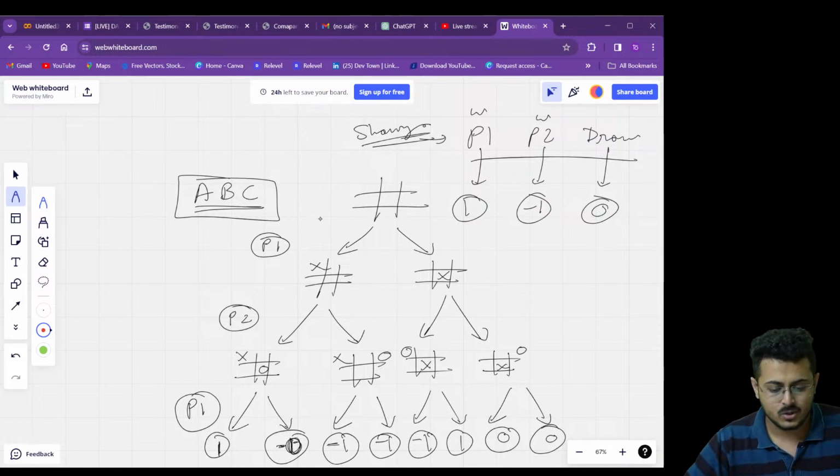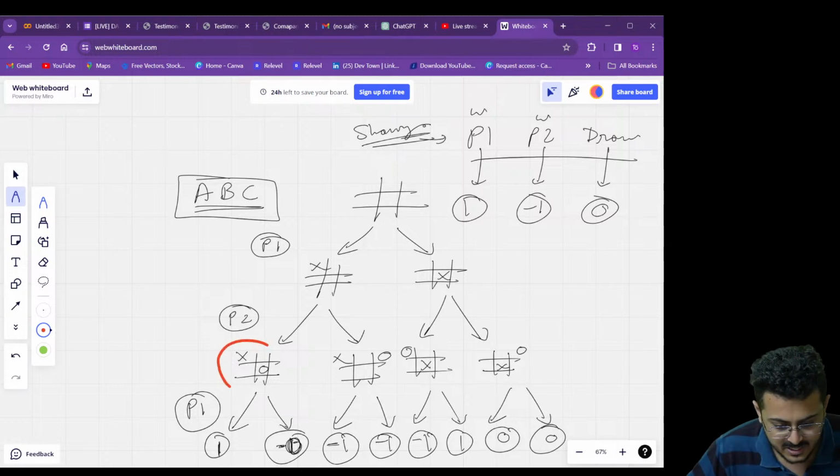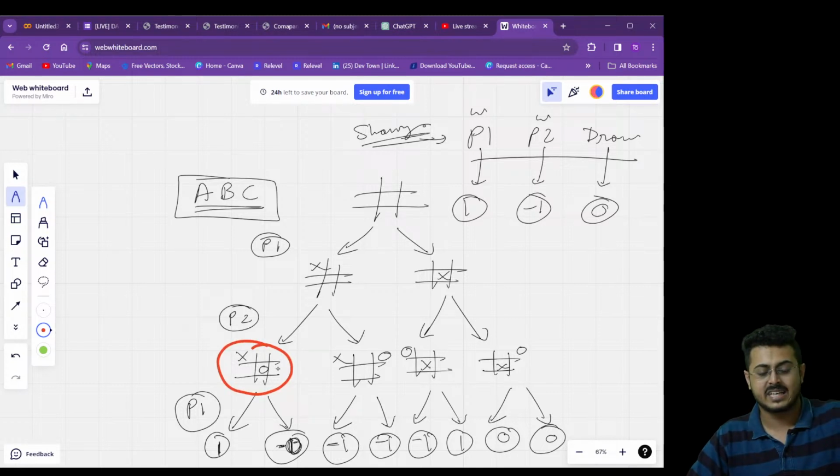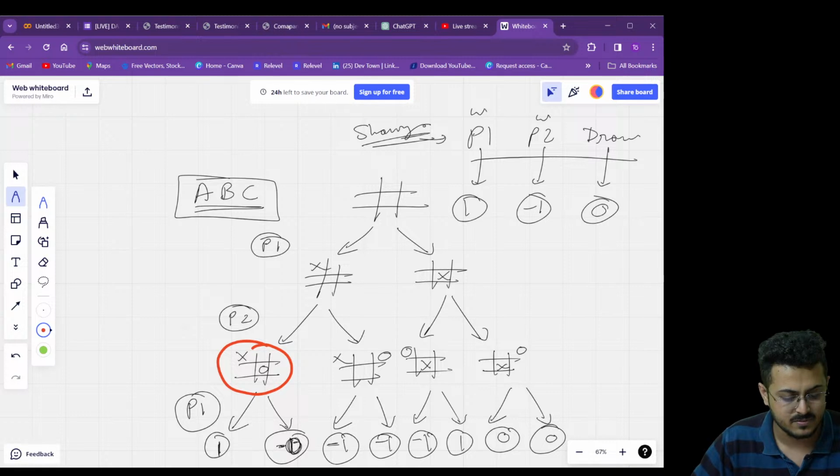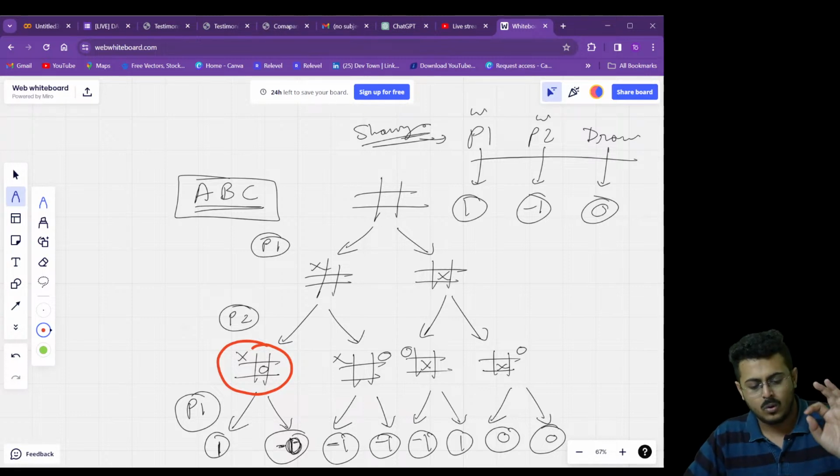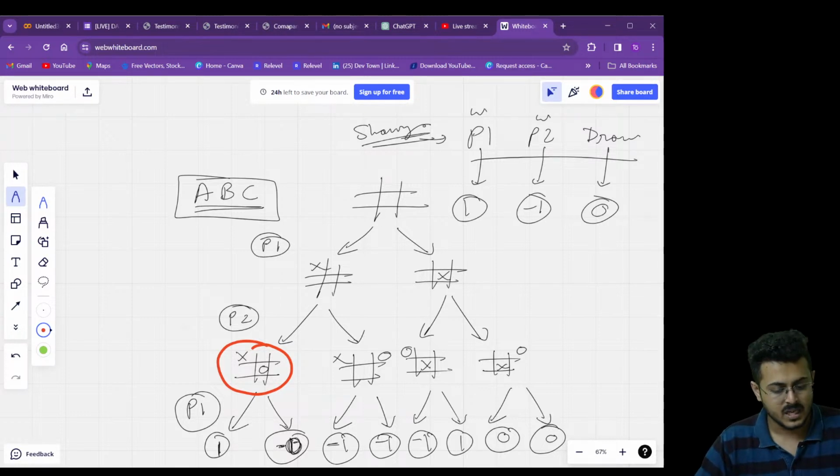Okay, so let's do one thing. Let us reach this particular game state. If we are present at this particular game state itself, then whose chance is it? Please let me know. Think about it. If we are present at this particular game state, whose chance is it?